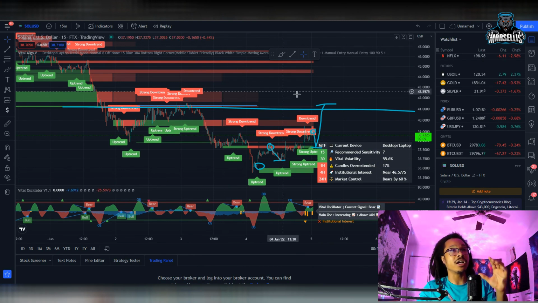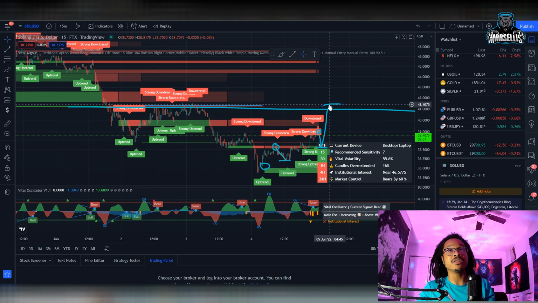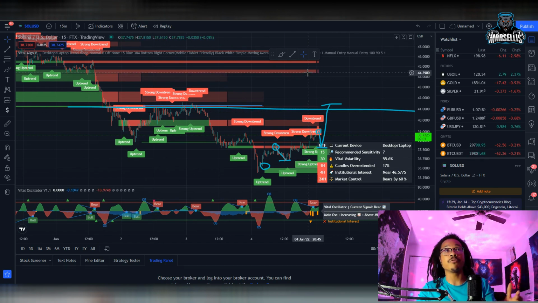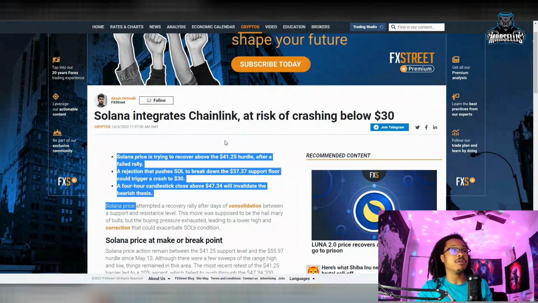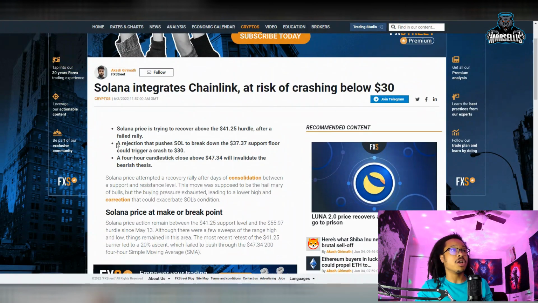But if it's not, you're going to see Solana immediately go from 41.50 all the way up to about $44 to $45, because that's where our next resistance lies. So that's exactly how you want to look at it. Now, let's keep going over this. A rejection that pushes Solana to break down the 37 support floor could trigger a crash to $30.